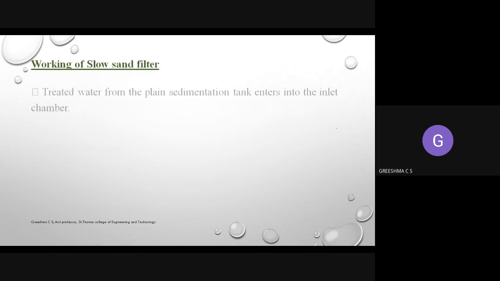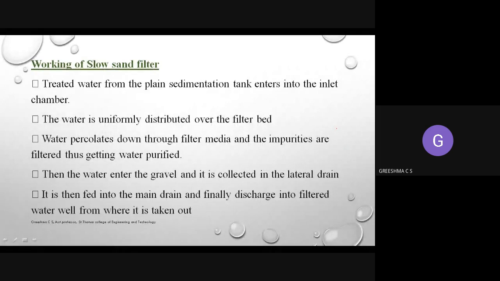Now coming to the working of the slow sand filters. As I said, the treated water from the plain sedimentation tank will enter the inlet chamber, and the water will be uniformly distributed over the filter bed. Then the water percolates down the filter media, impurities are filtered, and the water gets purified.